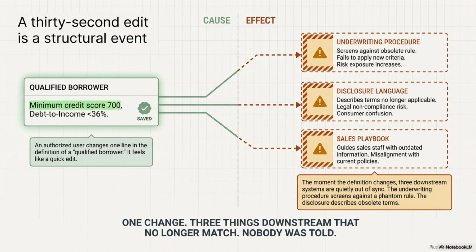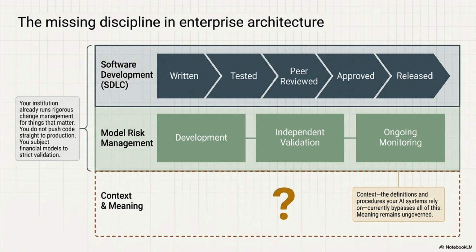No alarm, no ticket, no exploit. Just an edit that was actually a structural change, and nobody downstream was told. Quick recap, 30 seconds. A context graph is your institution's authoritative knowledge, definitions, procedures, and controls, connected so AI can use it and audit can trace it.